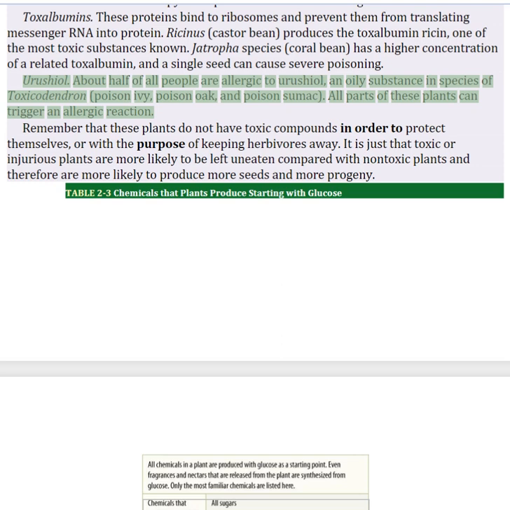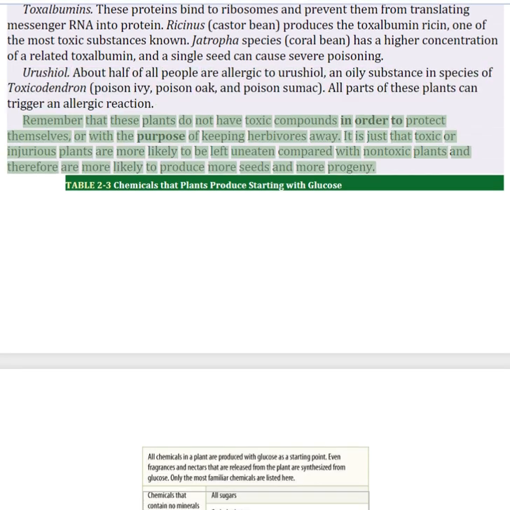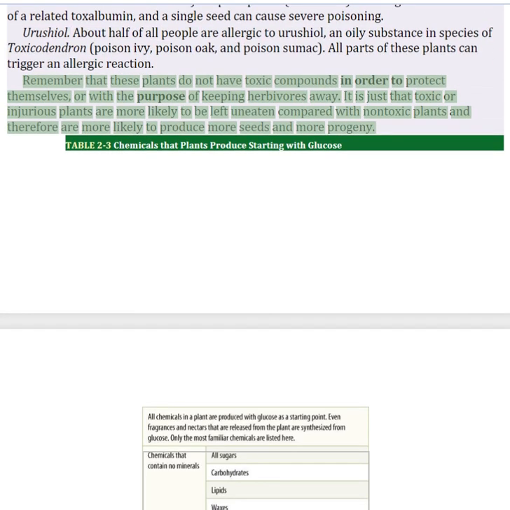Urushiol. About half of all people are allergic to urushiol, an oily substance in species of Toxicodendron. All parts of these plants can trigger an allergic reaction. Remember that these plants do not have toxic compounds in order to protect themselves, or with the purpose of keeping herbivores away. It is just that toxic or injurious plants are more likely to be left uneaten compared with non-toxic plants and therefore are more likely to produce more seeds and more progeny.